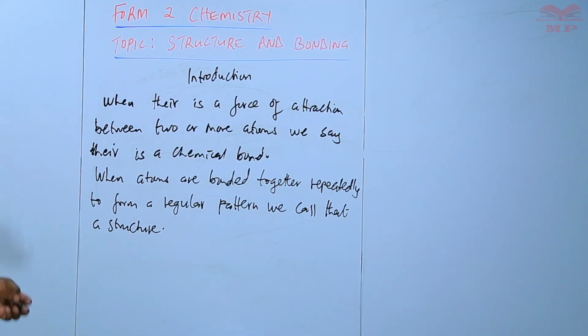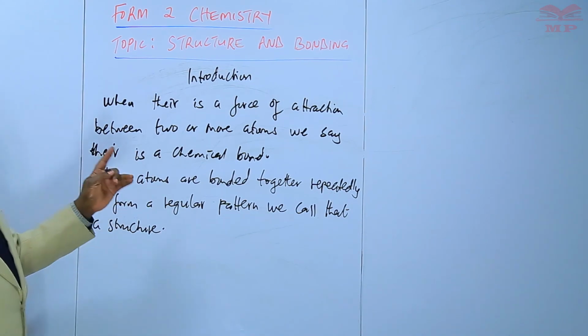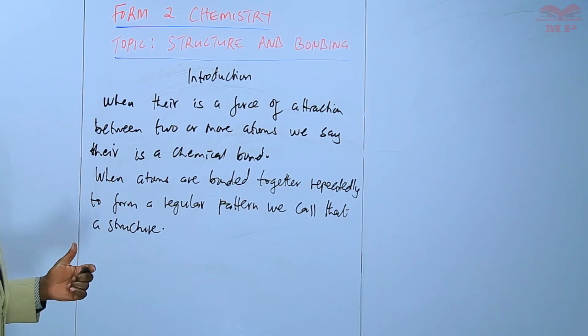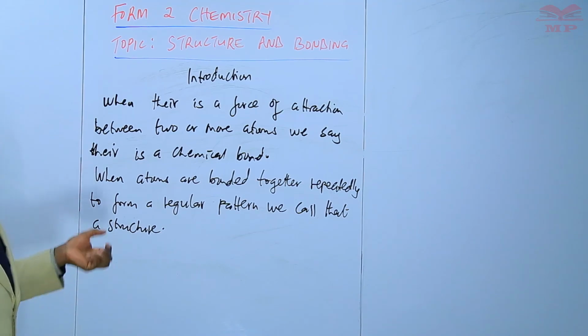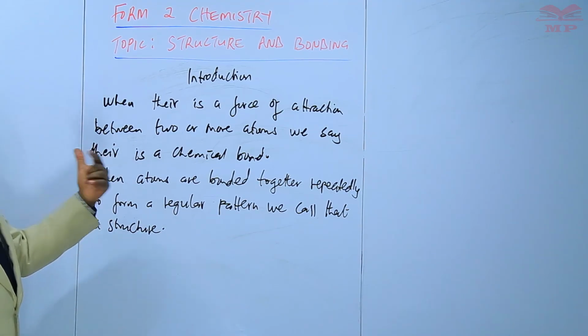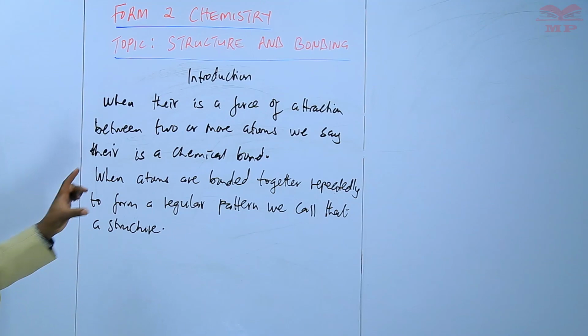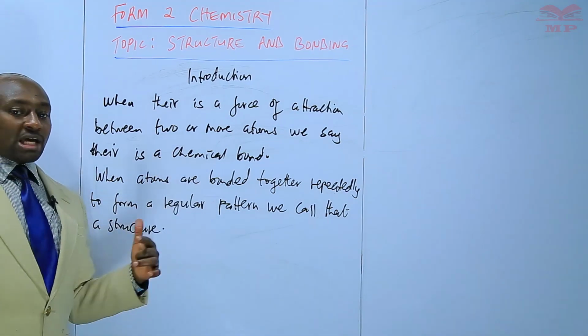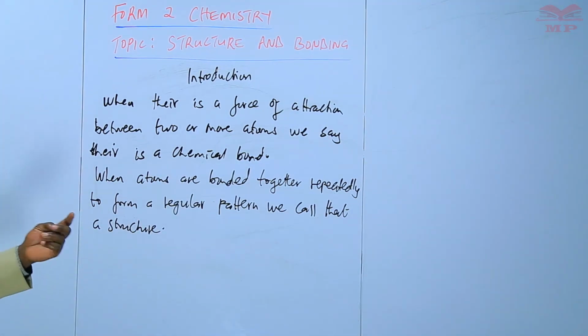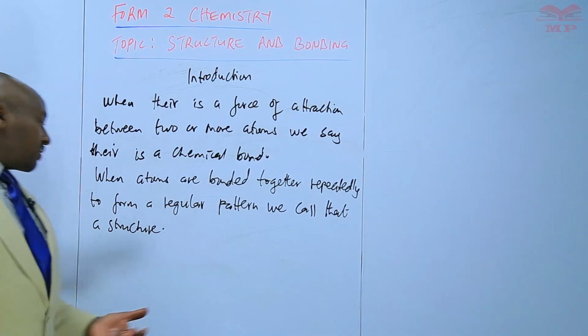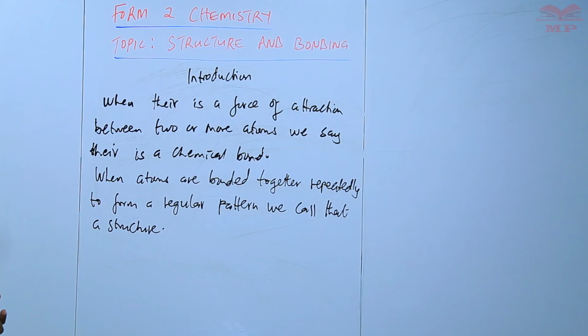So basically, the introduction is to understand what is a bond and then what is a structure. So a bond is a force of attraction that brings together two or more atoms. We'll find out why the atoms have to come together. Then when atoms are bonded together repeatedly in a regular pattern, we refer to that as a structure.